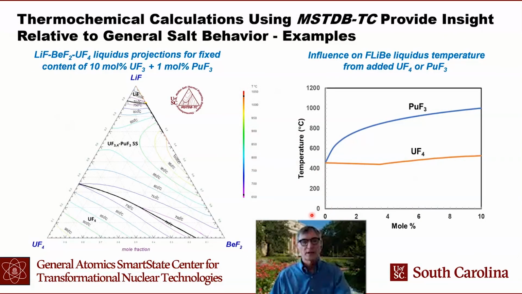Here are some examples of the kinds of information you can get from equilibrium calculations using our database. Here is a ternary diagram of lithium fluoride, uranium tetrafluoride, and beryllium fluoride. However, this composition contains 10 mole percent UF3 and 1 mole percent PuF3 at every location. So it's not just lithium, uranium, beryllium fluorides. And so the liquidus temperatures are seen here. So these are the liquidus projections, where these phases that are indicated are the first phases that will precipitate from the liquid, in this case, a uranium fluoride, plutonium fluoride solid solution. So you can perform those kinds of calculations.